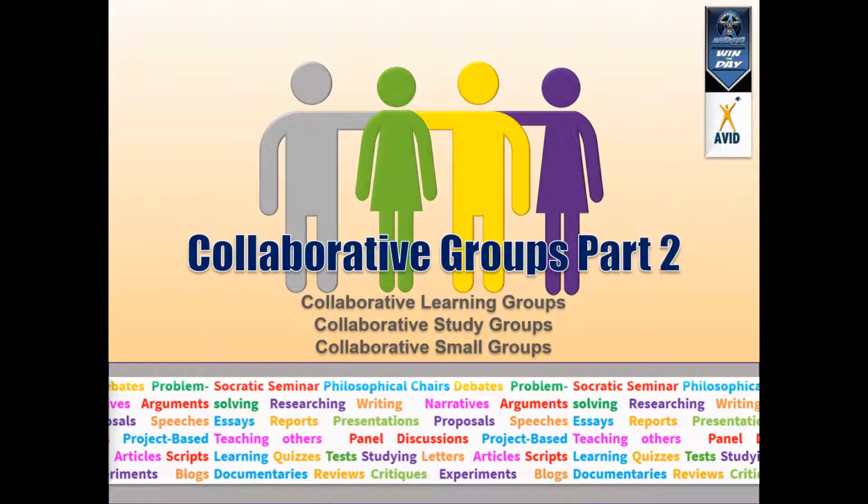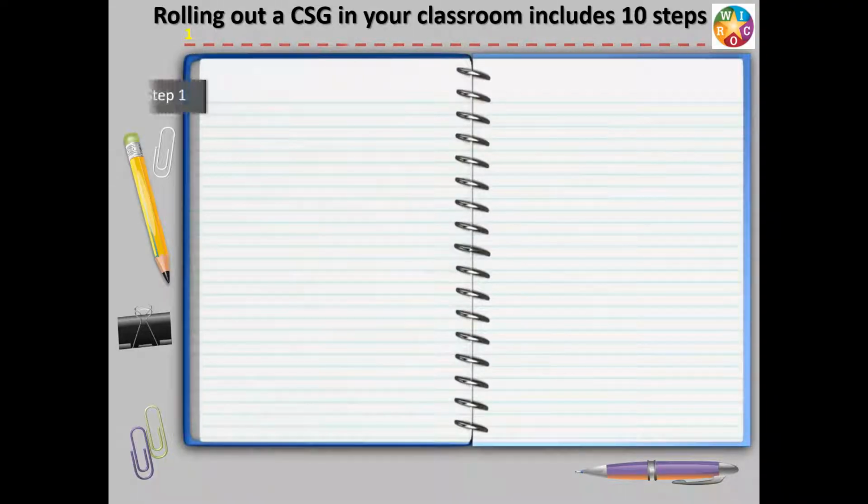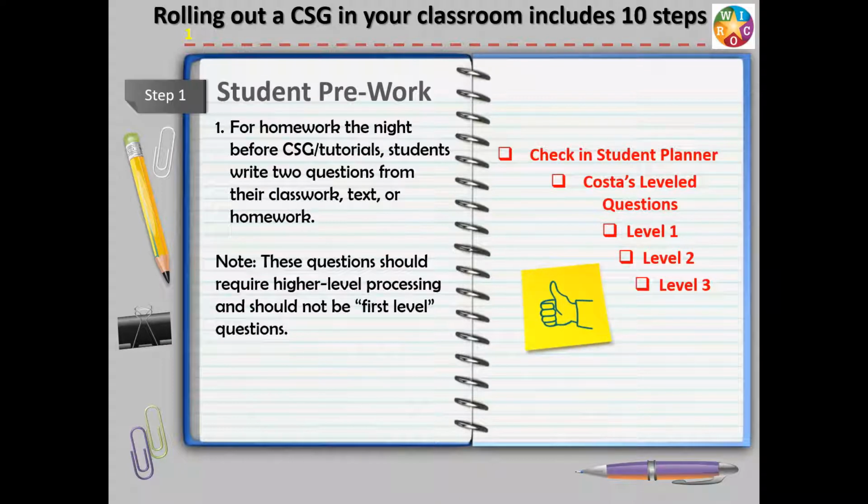Rolling out a CSG in your classroom includes 10 steps. Step 1. Student pre-work. For homework the night before the CSG tutorial, students write 2 questions from their classwork, text, or homework. Note, these questions should require higher level processing and should not be first level questions. Students should check in their student planner for the CASAS leveled questions, level 1, 2, and 3.